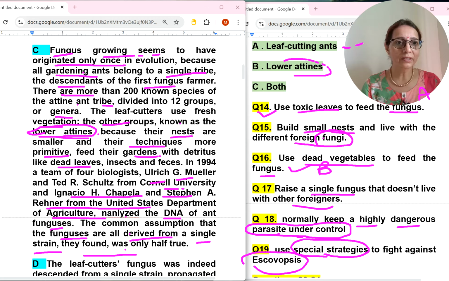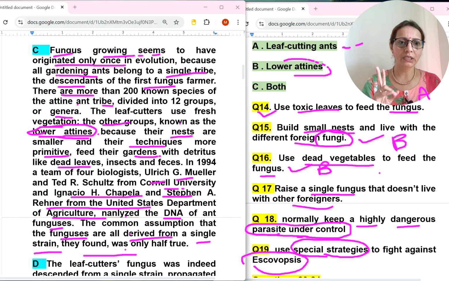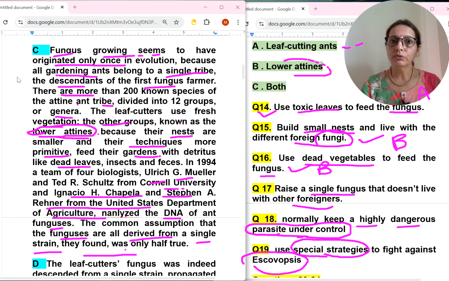See this small nest. I forgot this word, small nest. It is given. Where they were talking about small nest: the leaf cutters use fresh vegetation and the other groups known as lower attines because their nests are smaller and their techniques more primitive feed their gardens with dead leaves, insects and feces. So here, in 16th, 15th, build small nest and live with other foreign fungi, it is clearly given for B number. So we have selected 14, 15 and 16. Now I am moving to next paragraph.